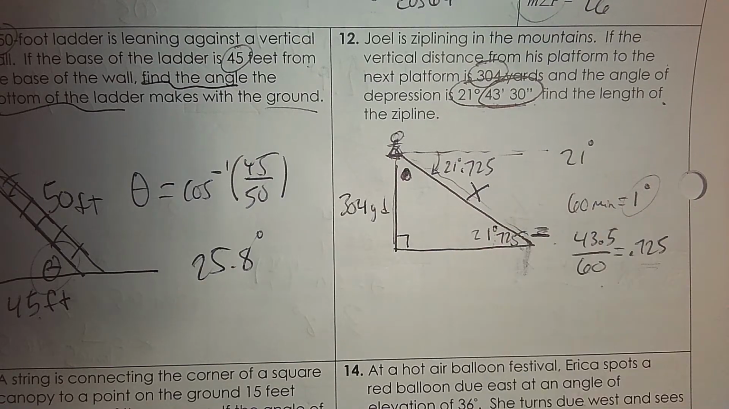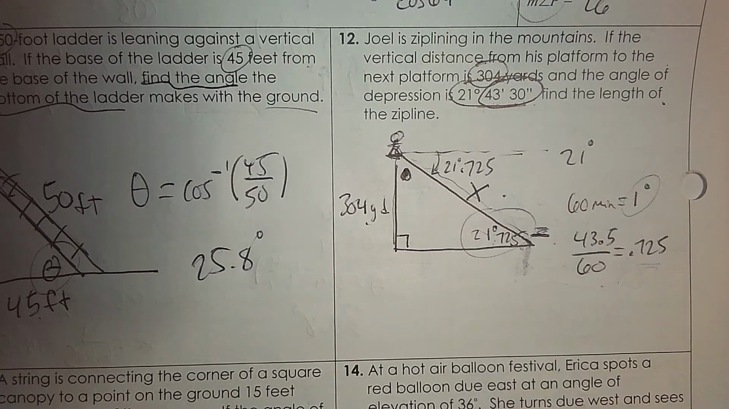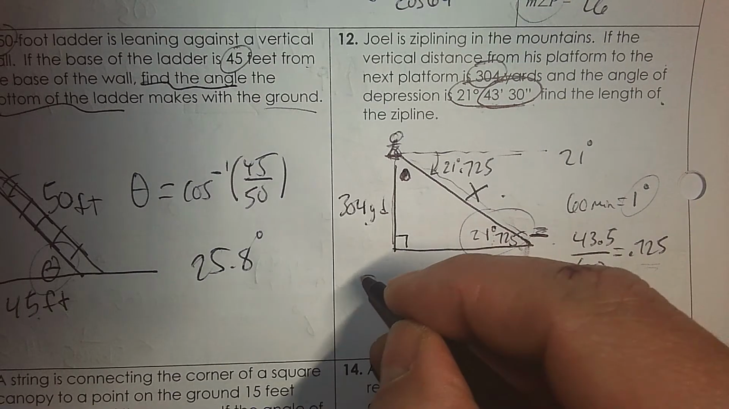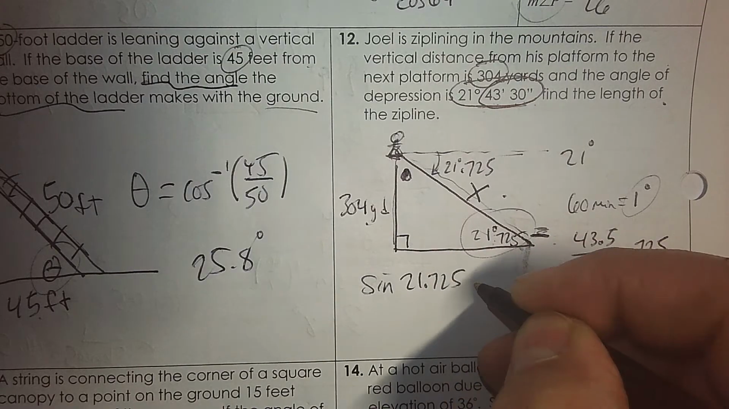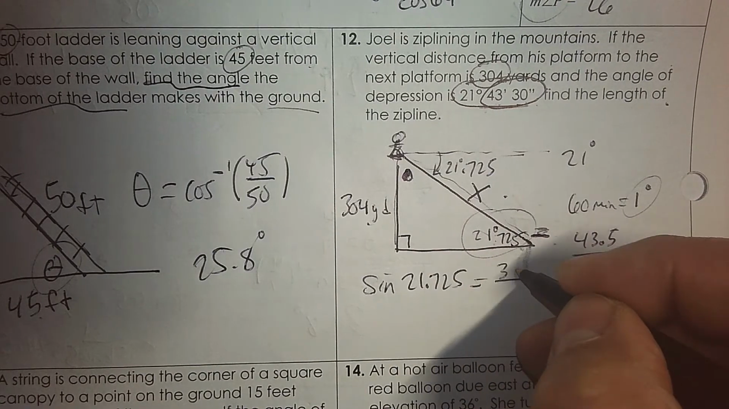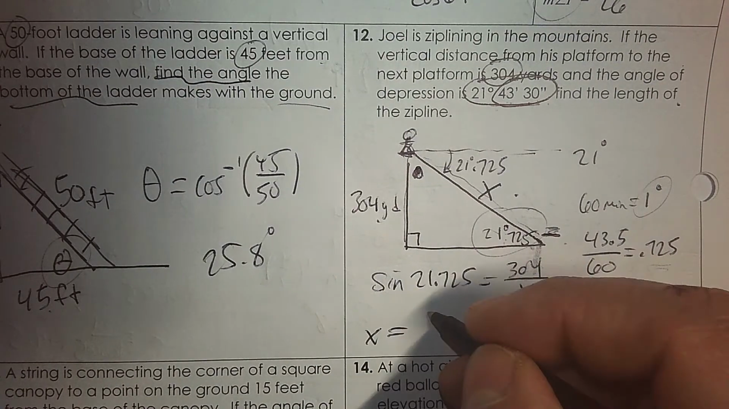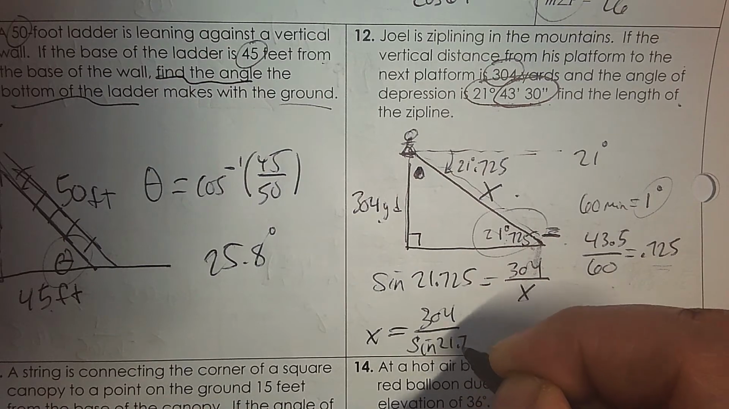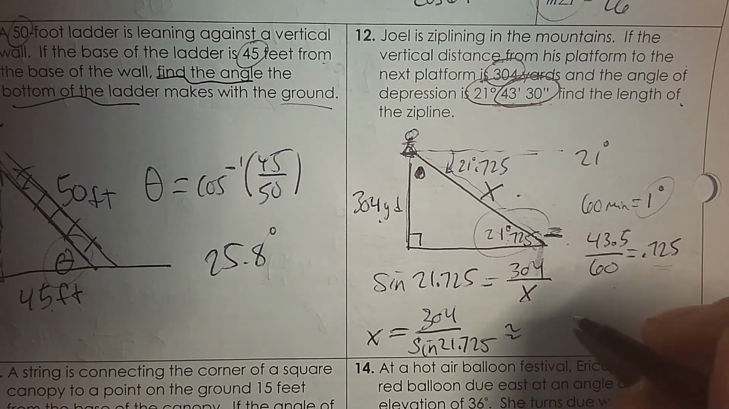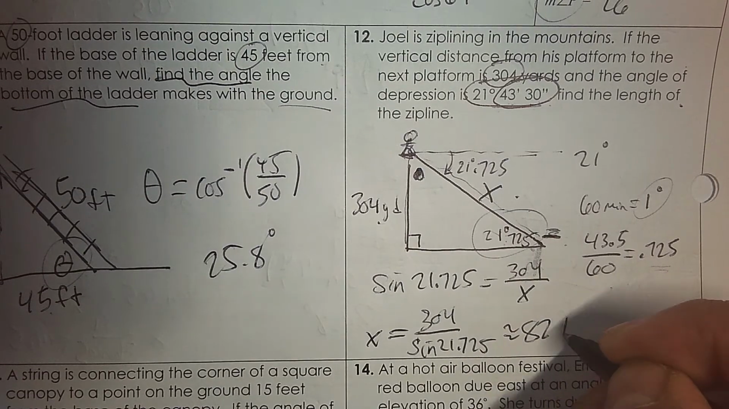So if I want to find the hypotenuse then, what do we got? So we got opposite and hypotenuse. That's sine. So the sine of 21.725 is equal to 304 over x. So to get x by itself, you'd multiply and then you would divide by sine 21.725. So what's that answer? It's 821.3 yards.